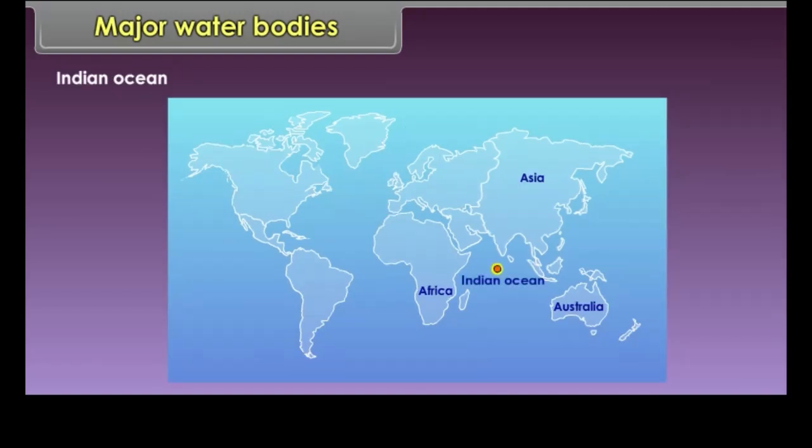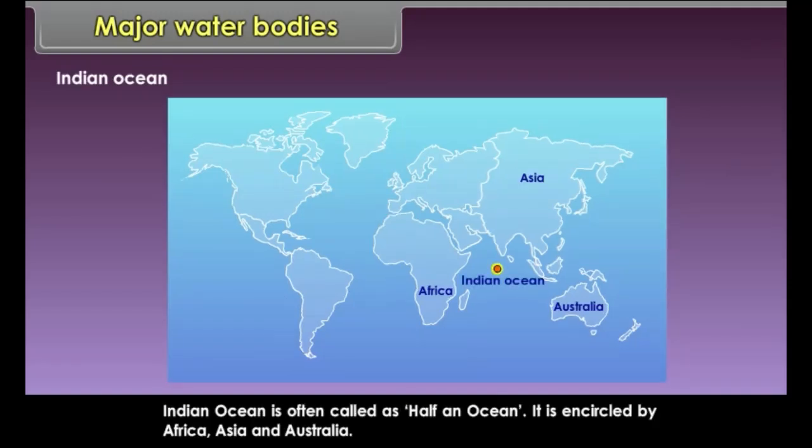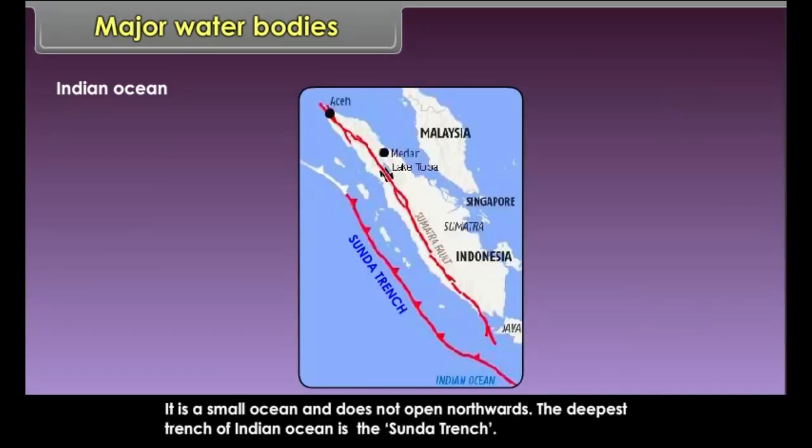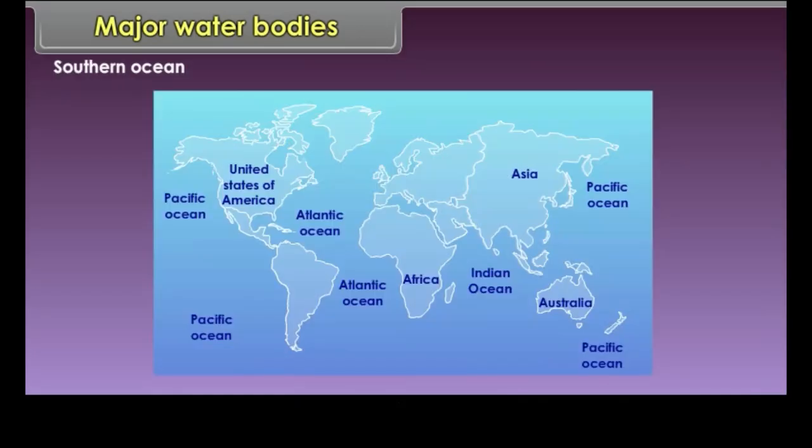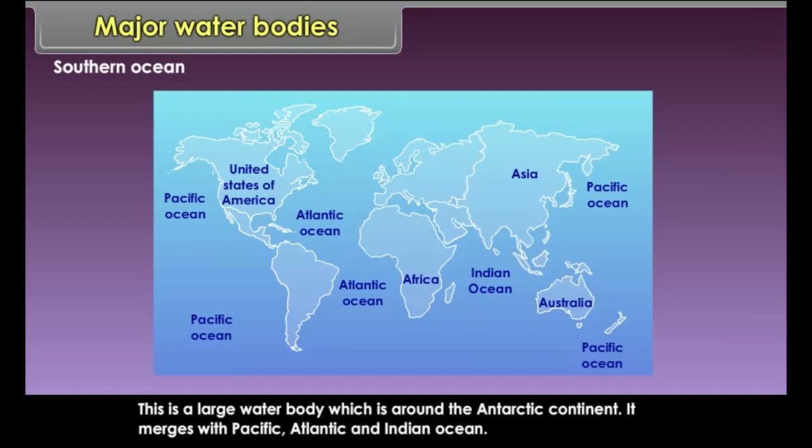Indian Ocean. Indian Ocean is often called as half an ocean. It is encircled by Africa, Asia and Australia. It is a small ocean and does not open northwards. The deepest trench of Indian Ocean is the Sunda Trench. Southern Ocean. This is a large water body which is around the Antarctic continent. It merges with Pacific, Atlantic and Indian Ocean.